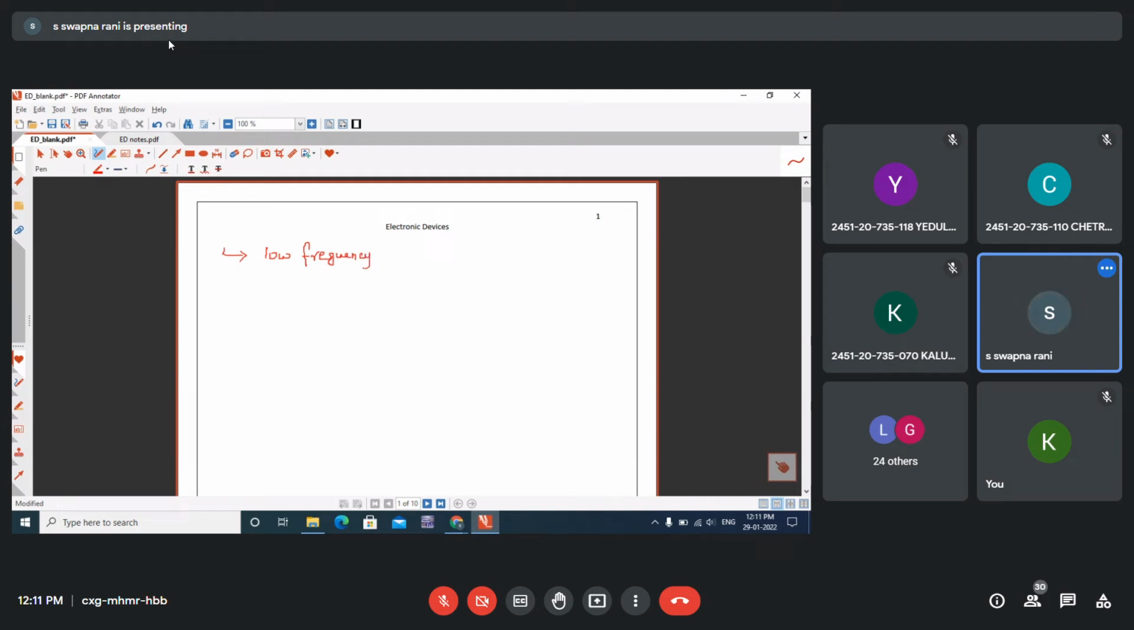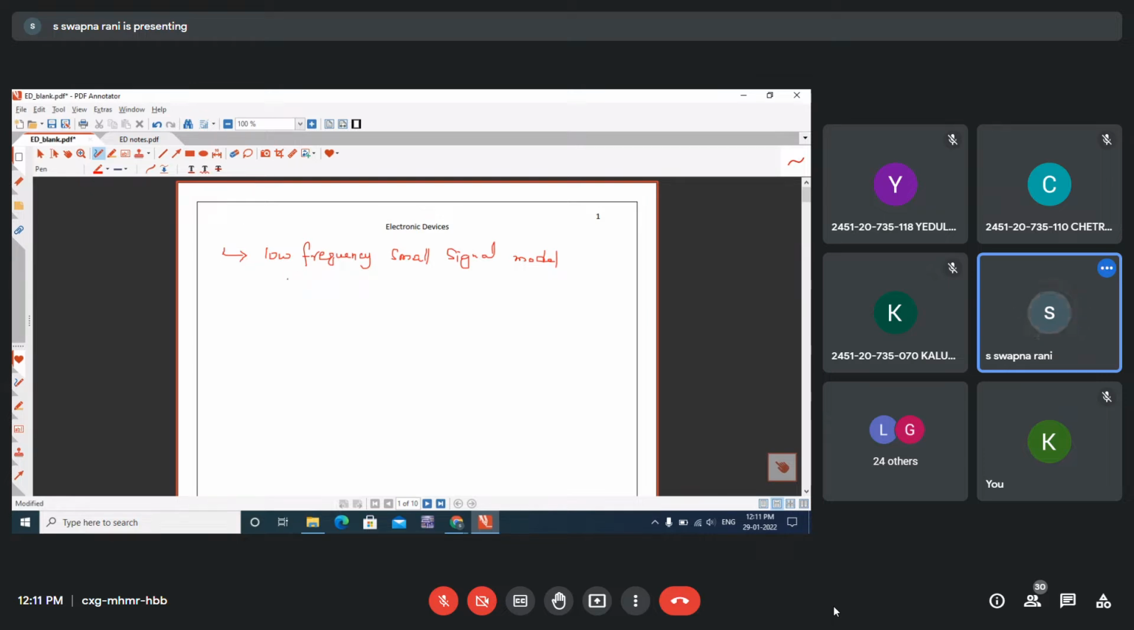Signal model. What does that name justify? Low frequency small signal model.